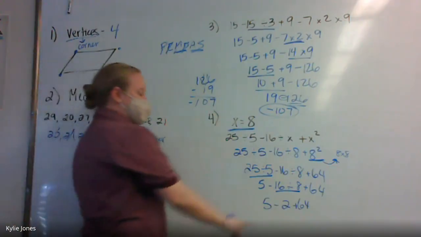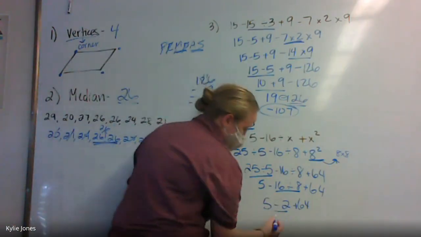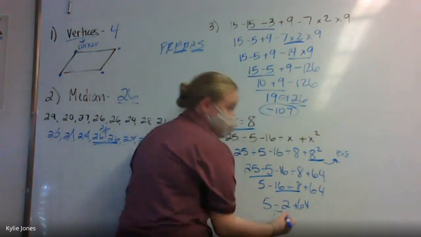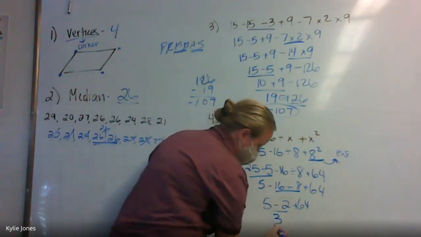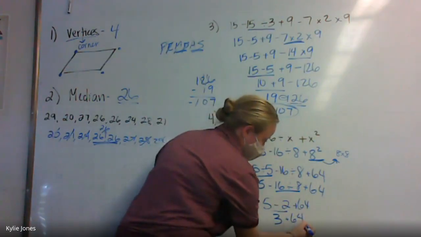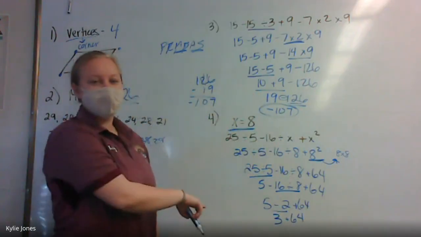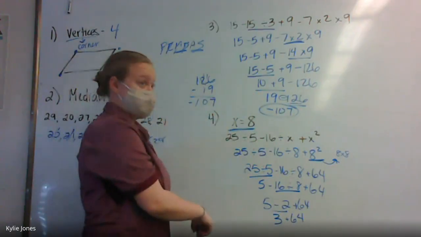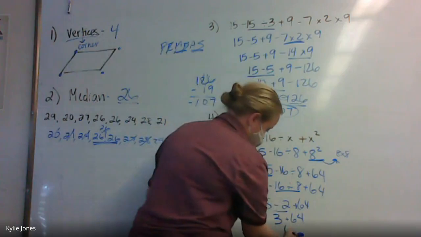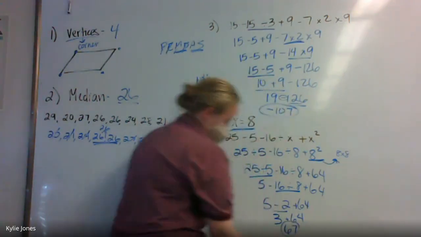Now we just go from left to right. What is 5 minus 2? 5 minus 2 is 3, plus 64. What is 3 plus 64? 67. 67 is our answer on that one.